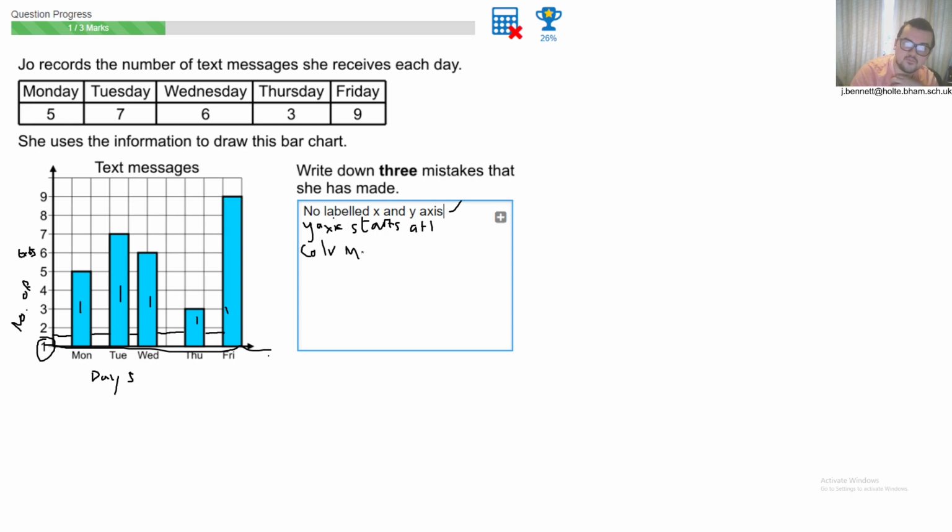Columns evenly, or evenly separated, probably a better word. Sorry, handwriting is awful. Separated.